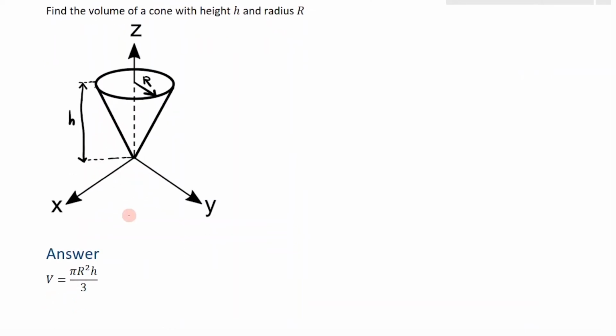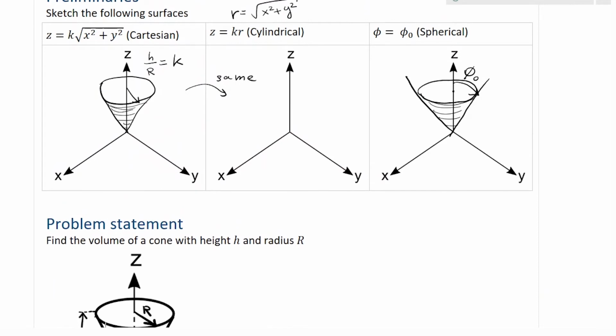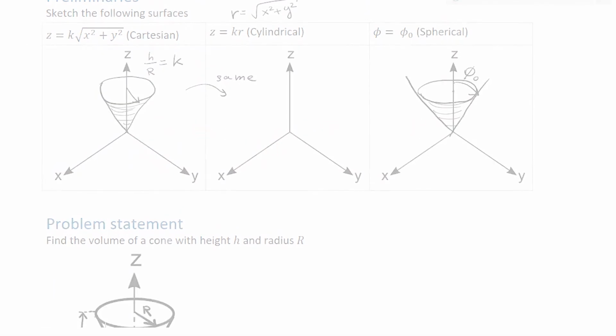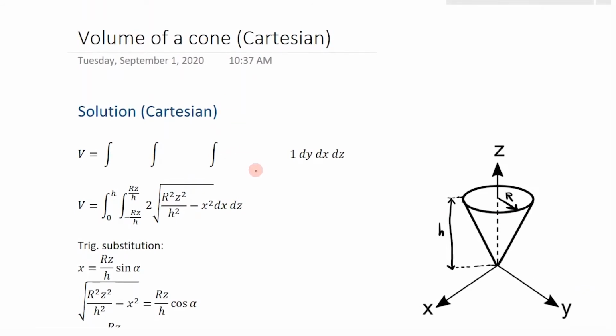Okay, and I'll tell you right away the answer is this. You can look this up as a formula for the volume of a cone, pi r squared h over 3. So let's see whether by integrating in these three different coordinate systems we'll get the same result. Let's start with Cartesian coordinate integration. The order that I chose is dy, dx, dz. You can choose a lot of other orders, but that's the one we'll do today.